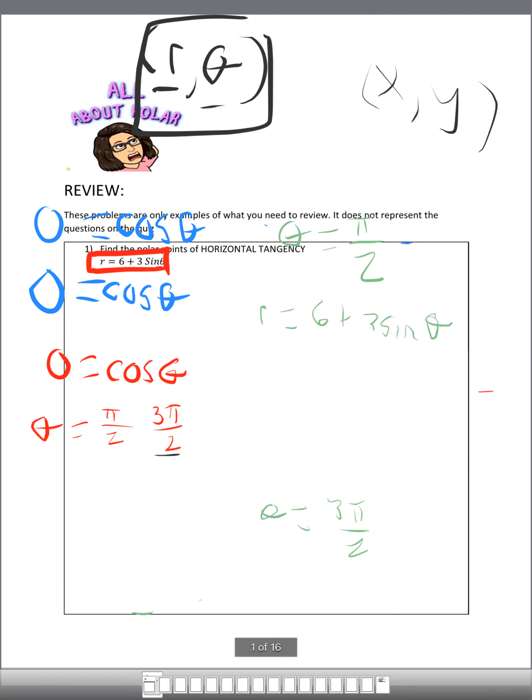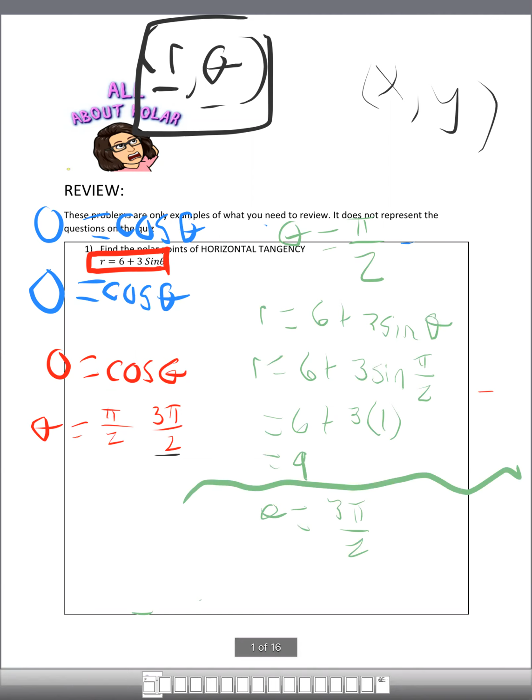When you plug in theta over here, you end up getting 6 plus 3, and sine of pi over 2 is 1. You get 9. And then when you plug in theta to the bottom one, r is equal to 6 plus 3 sine of 3 pi over 2. Sine of 3 pi over 2 is -1, so you end up getting 3. Now that we know our r value for each of these theta values, we can figure out our coordinates.